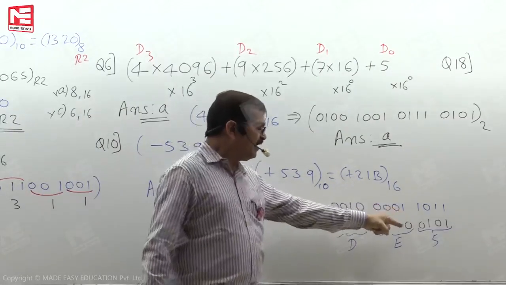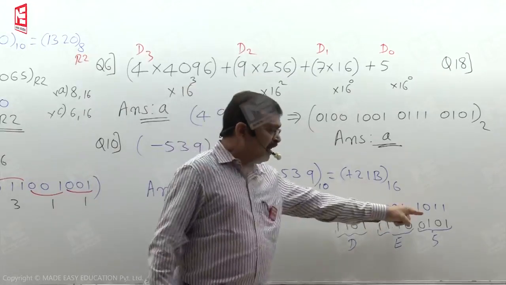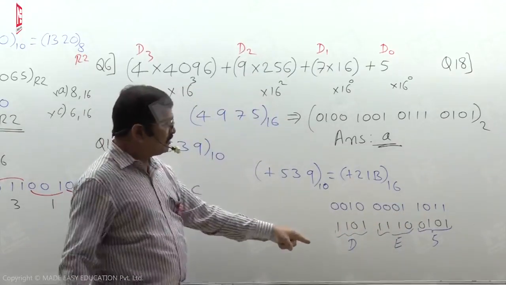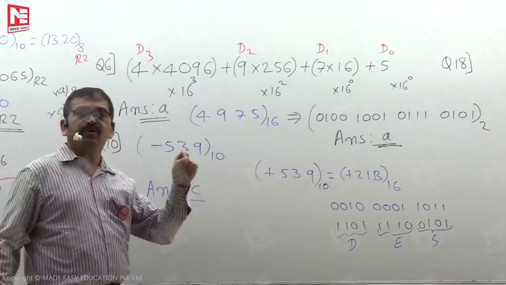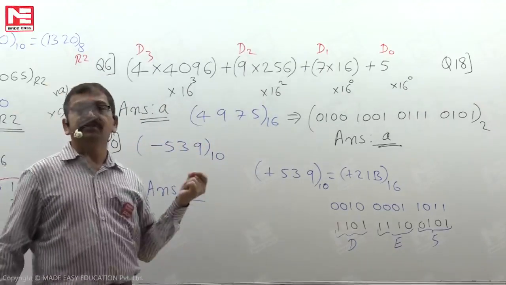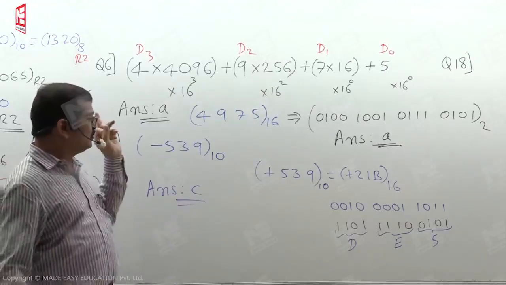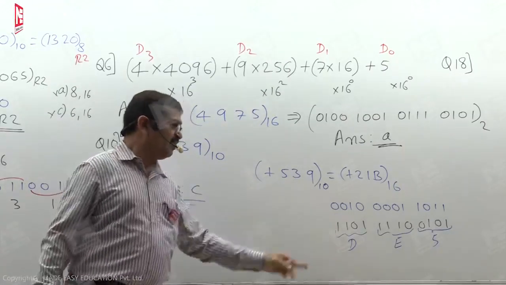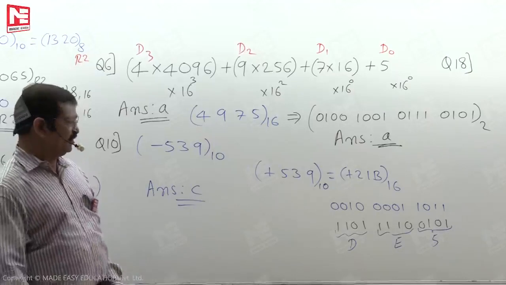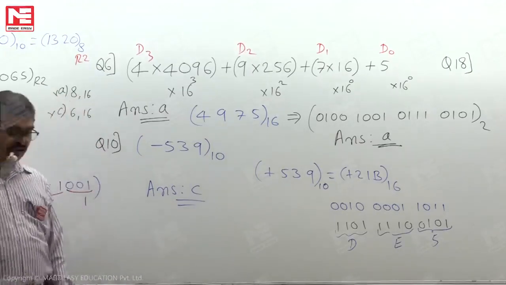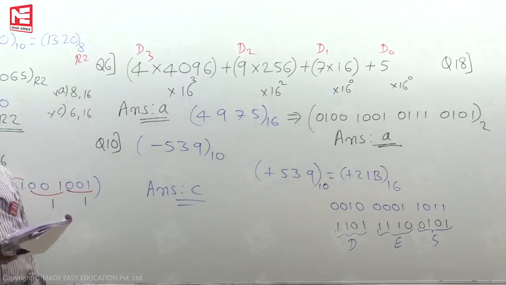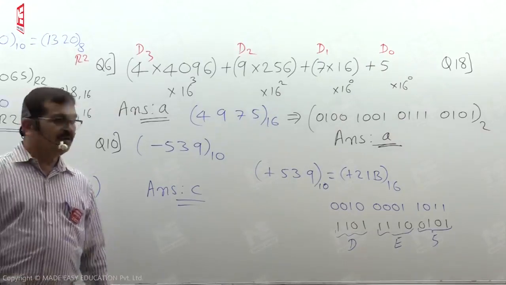For this binary, we take the 2's complement operation. After performing the 2's complement operation, the final answer we want is the 2's complement representation in hexadecimal format. For this hexadecimal format, these are the equivalent hexadecimal digits. From this, the answer is option C, D, E, 5.